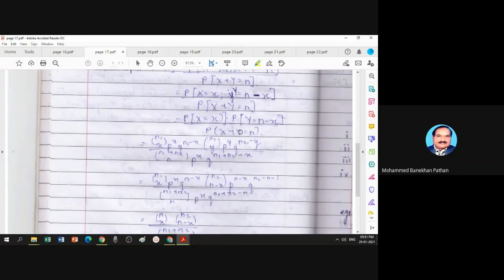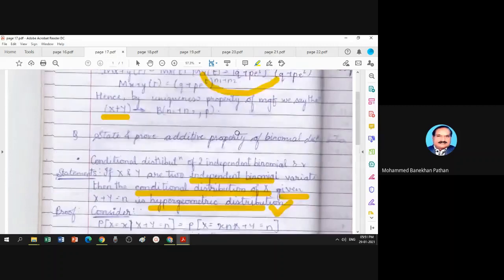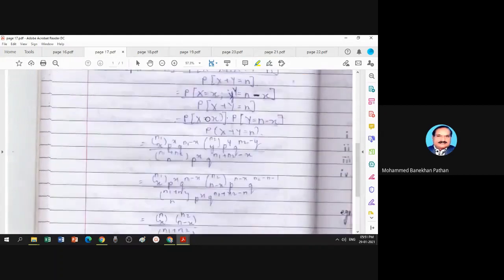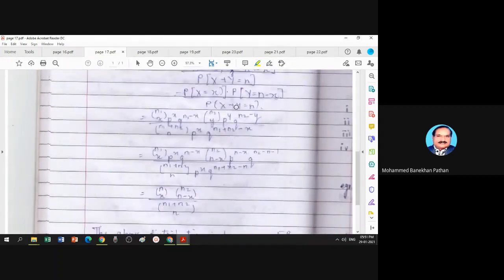What is X plus Y? Just now before we have seen the additive property. X plus Y is a binomial with n1 plus n2 and parameter p, so I write the denominator. X plus Y will be n1 plus n2 choose n, p raised to n, this is a mistake. p raised to small n, this should be small n. q raised to n1 plus n2 minus n, not x. This is a mistake in the writing.